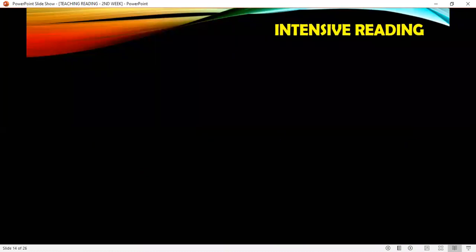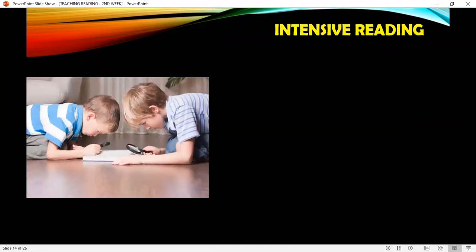Yeah? Now, we are going to pass to the other one, the intensive reading, and I'm going to show you a picture. What can you see on this picture? What are the boys doing? What are they doing? Trying to see very well anything they are looking at. Here they are using Google, no? And they are going to analyze, notice they are looking for some specific detail like investigators, no? So notice with this picture, the difference with the extensive reading.